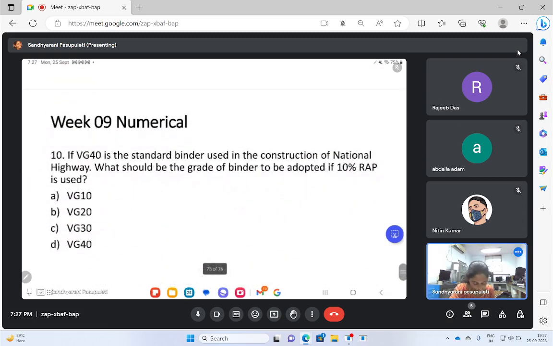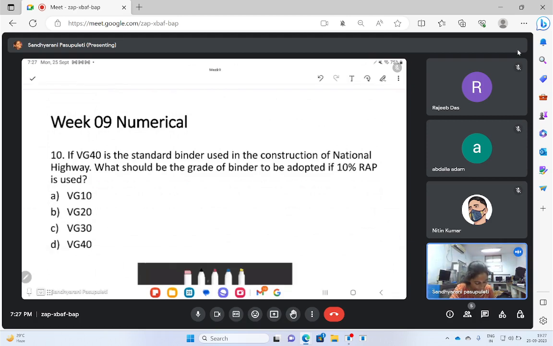And the last question is, if VG40 is the standard binder used in the construction of national highway, what should be the grade of the binder to be adopted if the 10% of RAP is used? So if you could have remembered, if the RAP percentage is less than 15%, then what kind of grade we have to choose is, we have to choose the grade, let us say this RAP has VG40 they are saying. So to this RAP, now I have to add some new binder. So which grade of binder I should add? It depends upon the amount of RAP percentage.